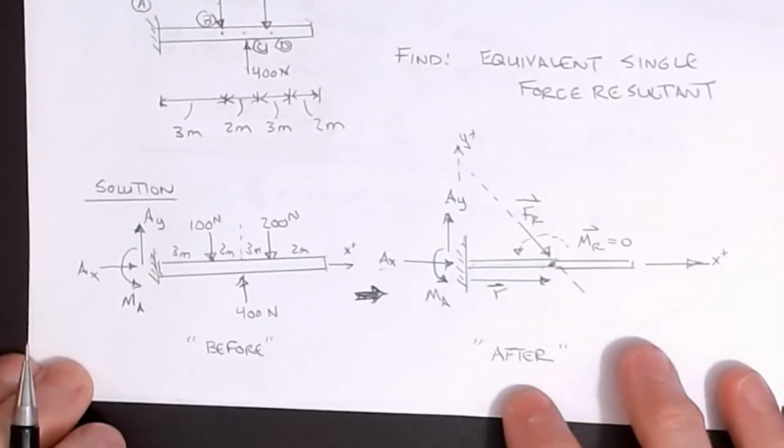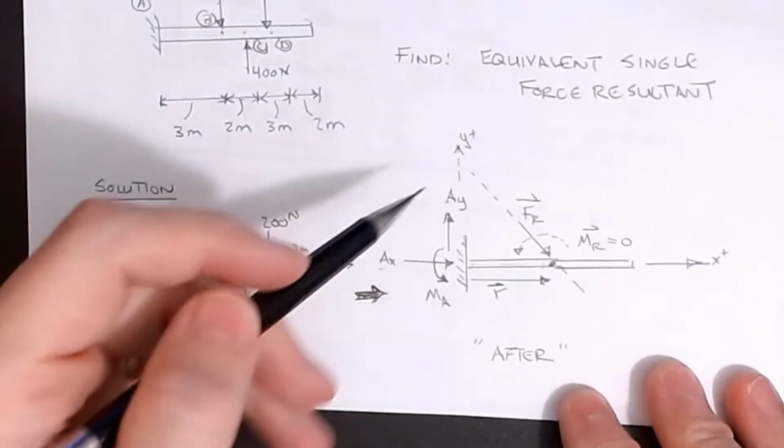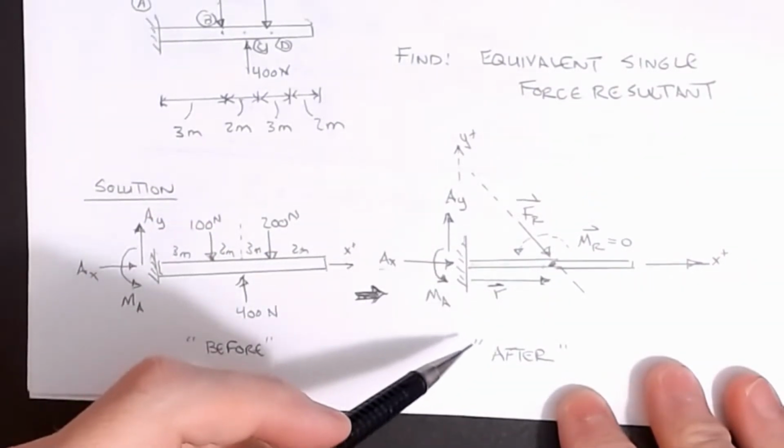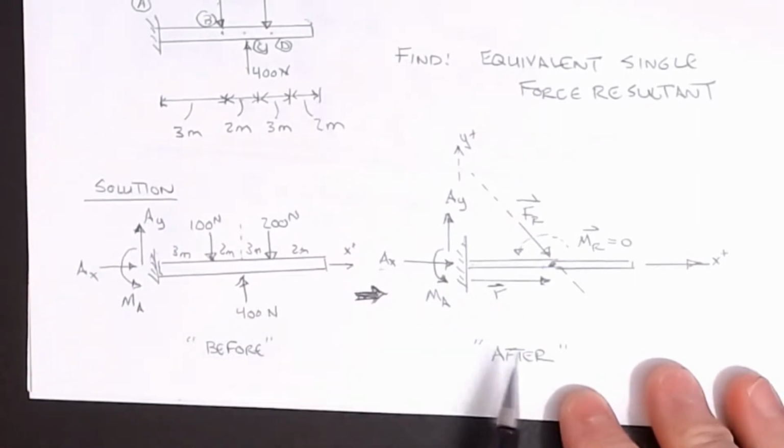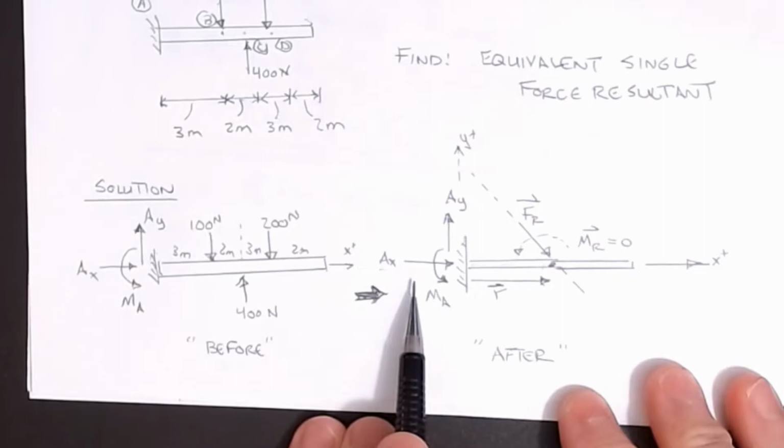The other one that we have then is the after picture, and this is the one that changes depending on whether you're doing a single force resultant or an equivalent force couple. We draw a similar picture. Now again, if before and after are the same, support reactions have to be the same. So I have a fixed support, so there's my MA, my AY, and my AX.